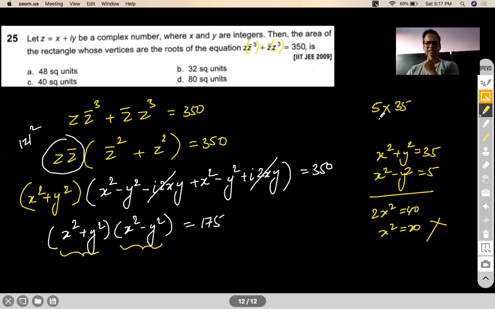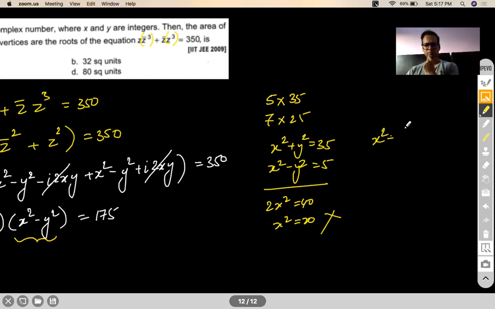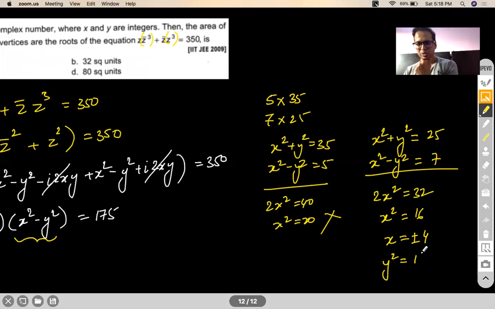Can I take 7 into 25? So let me try this one out. This is 25 and this is 7. So when you add it, yeah, this seems to work. I get x square as a perfect square, which is equal to 16. So x could be plus minus 4. And 2y square is equal to 18. So y square is equal to 9. So y is equal to plus minus 3. Yes, this gives me integer values.